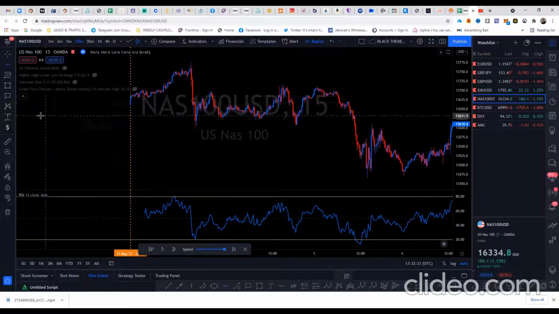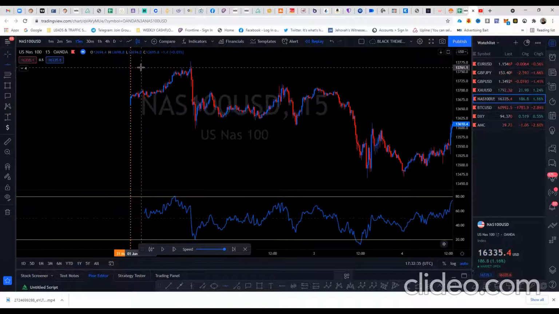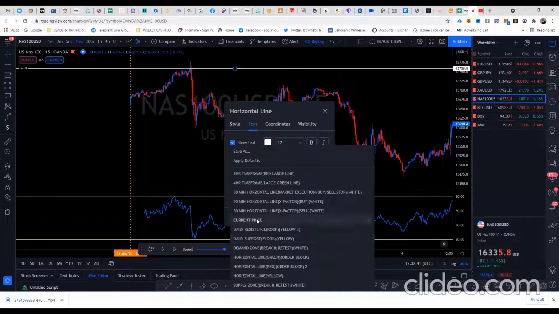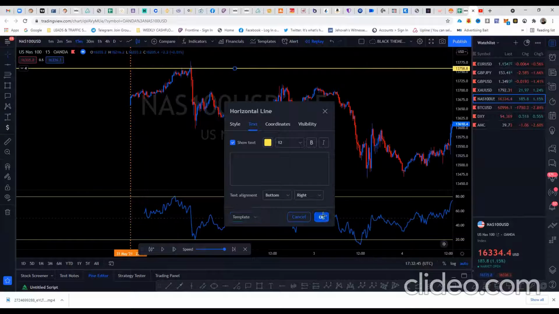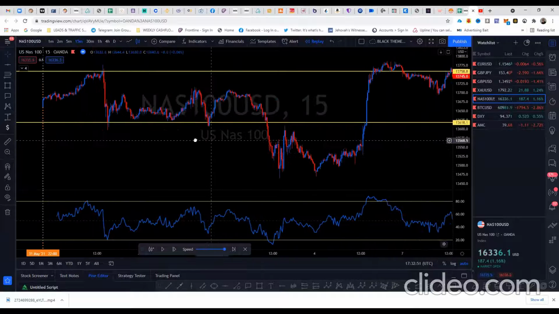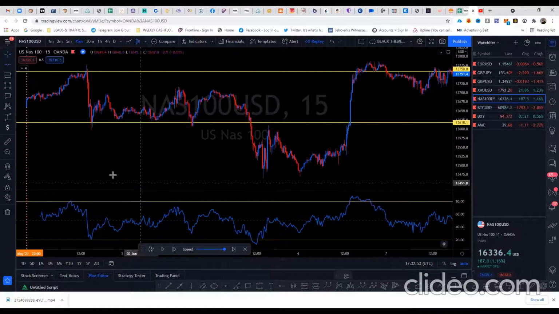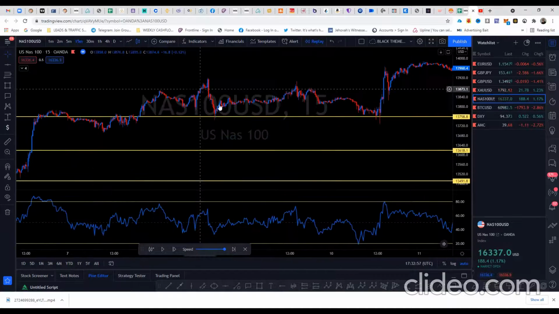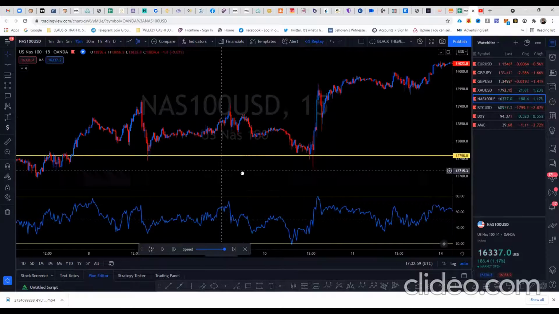Now, I mark market structure based off of imbalance moves. Like we saw a huge imbalance drop here, so this is where I'm going to draw my first market structure, right there, because this is when the banks actually made their move. Then I'm going to mark another one here, then another one here, and then basically I go up to here.